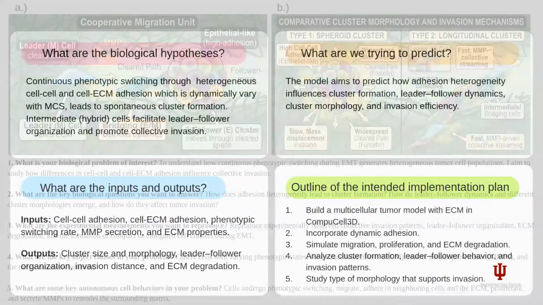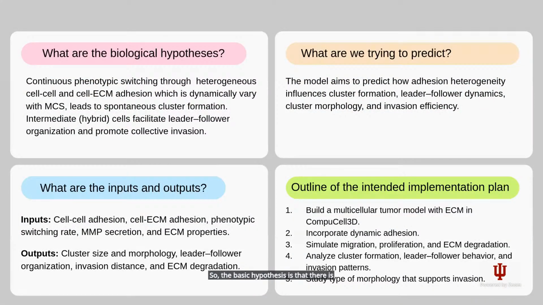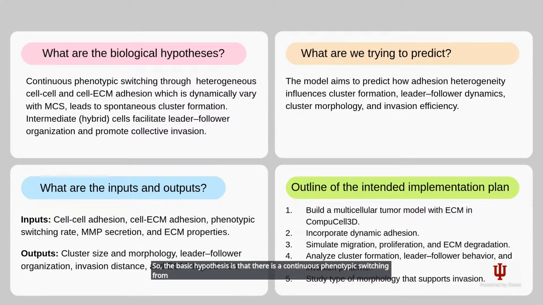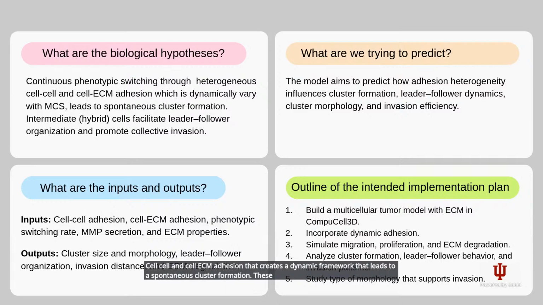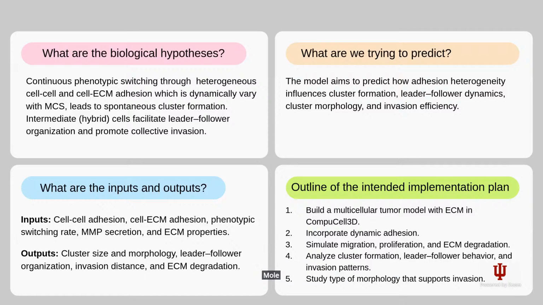So the basic hypothesis is that there is a continuous phenotypic switching between cell-cell and cell-ECM adhesion that creates a dynamic framework that leads to spontaneous cluster formation. These cluster formations can be of different size and shape that can affect the extent of invasion, thus helping us to study how a tumor actually invades and whether it leads to a collective cell invasion or single cell invasion or molecular invasion.